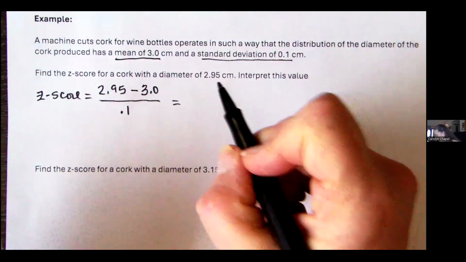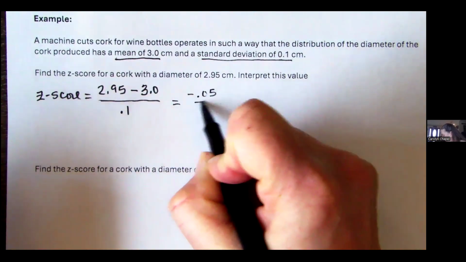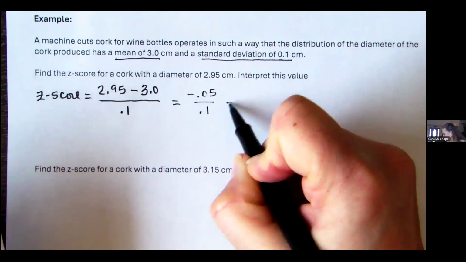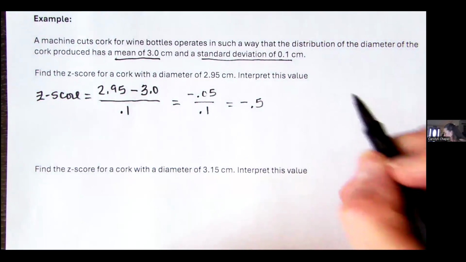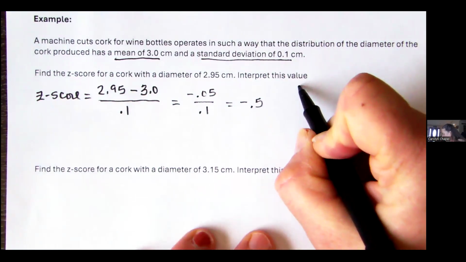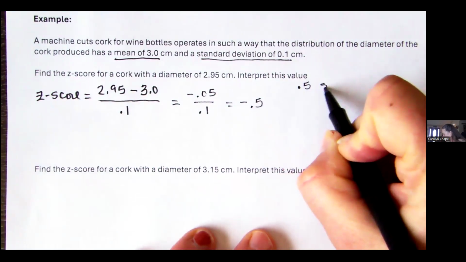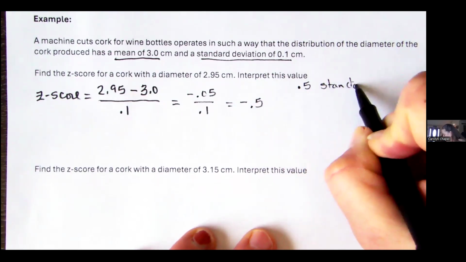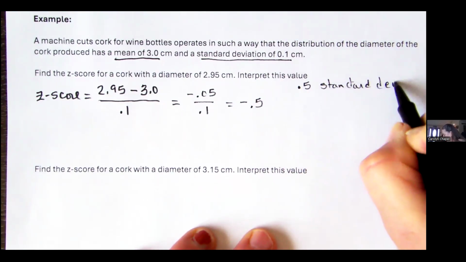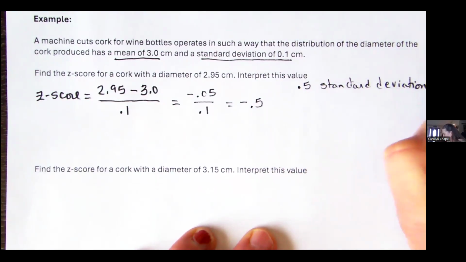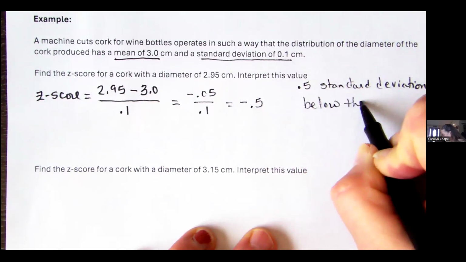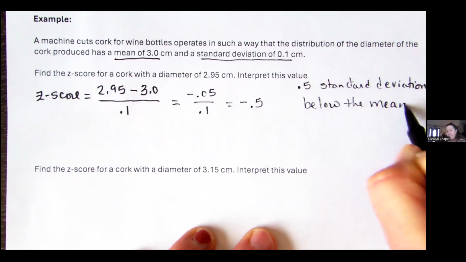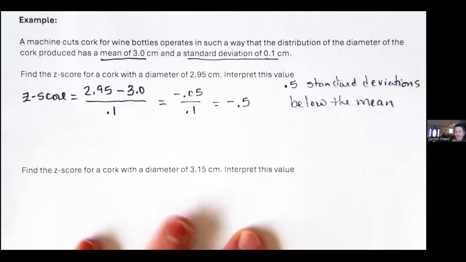So this turned out to be a negative 0.05 on the top divided by 0.1, which gave me a negative 0.5. What this means is we are 0.5 standard deviations away, and the negative tells me we are below the mean. So I am a half of a standard deviation below the mean.